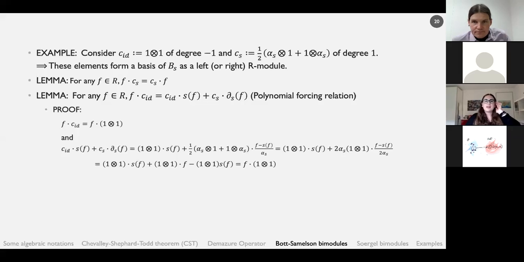These two relations I was just talking about allow us to relate the left action of R on BS with the right action and vice versa.